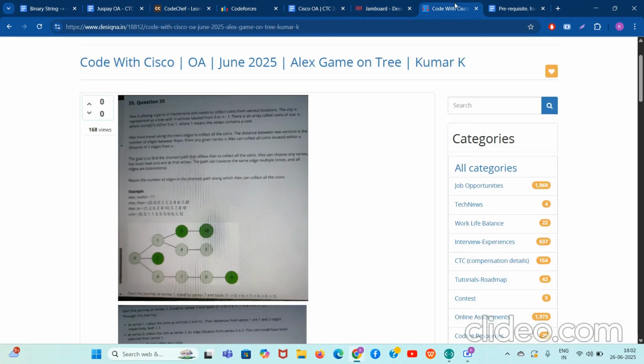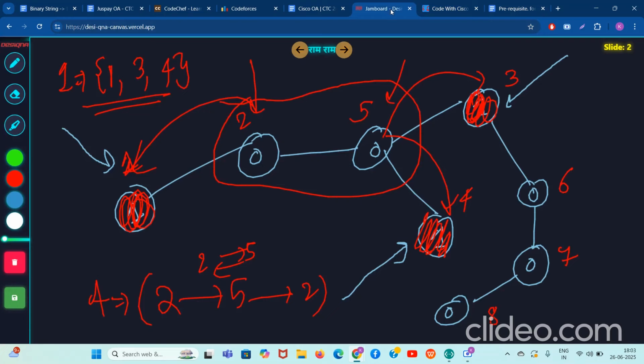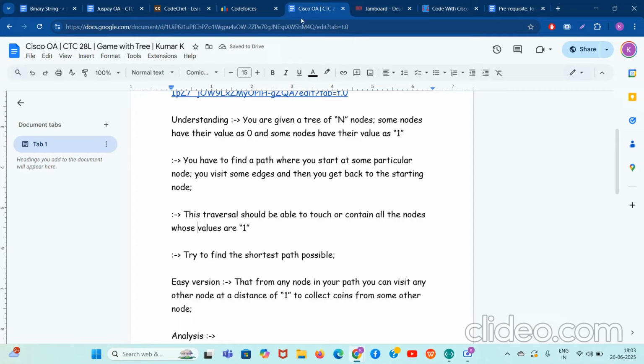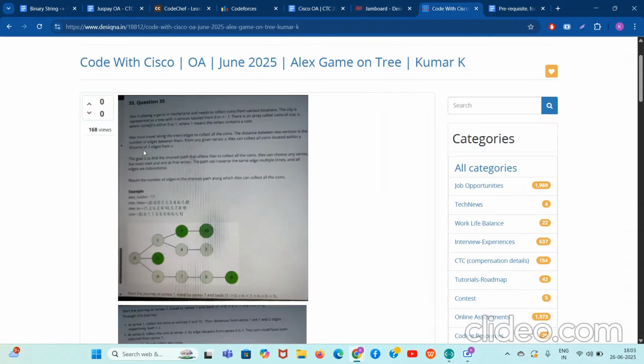So that is the actual meaning of the problem. If you read, you will understand that they have said the same thing. Alex can collect all coins located within a distance of 2 edges from X. Okay. So whatever is your path, like 2 to 5 was the path, they are saying that we can collect any coins at a distance of 2.